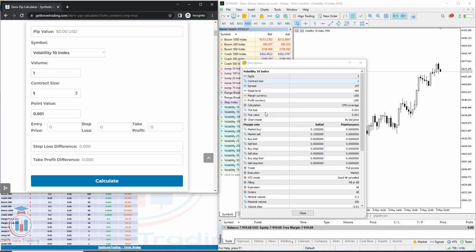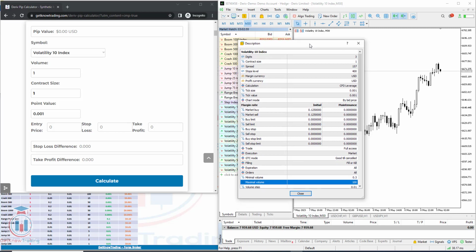Then you have the tick size, which is also the tick value 0.001. This means that you will only look for 3 decimal point numbers inside the trading platform when you are calculating the pip value. And below that you have also the minimum volume, which is 0.3, and the maximum one, which is 100. So this is the way you can check all the details about the symbol inside the trading platform.